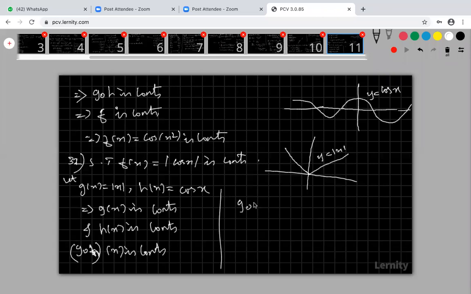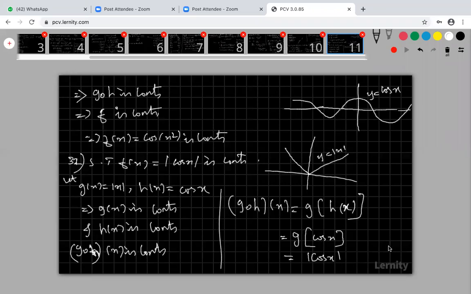Right, now come to that, what is g composition h of x? Find out g of h of x. Okay, what is my h of x? My h of x is cos x. What is my g of h of x? Modulus of cos x. Since h of x is cos x and g of x is modulus of x, here cos x is there, therefore modulus of cos x. This is nothing but my f of x.